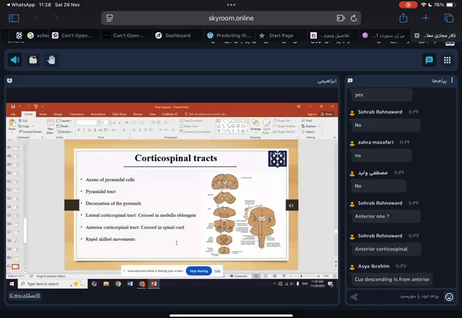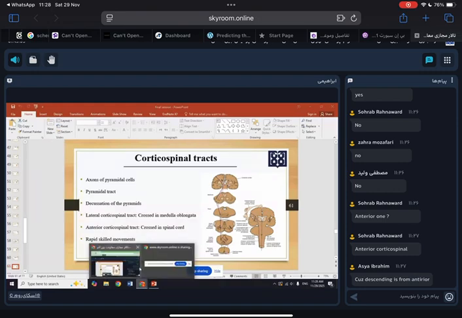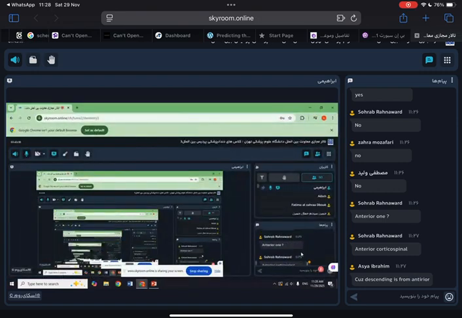80 to 85% have a cross in the lateral corticospinal tract and also in the pyramids, and 10 to 50% have a cross in the spinal cord. So if I ask you whether the descending tract or the corticospinal tract doesn't have a cross, all of them have a cross, yes, you must say they must have a cross, but some of them have a cross in the spinal cord and some of them have a cross in the medulla oblongata.